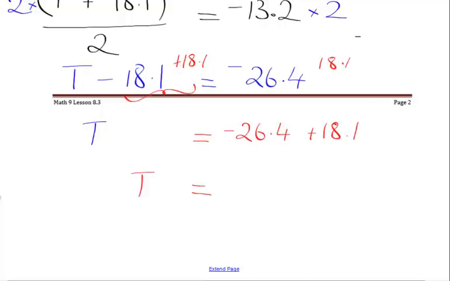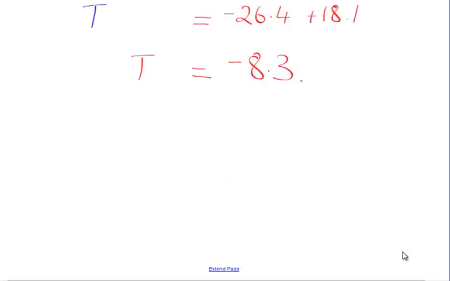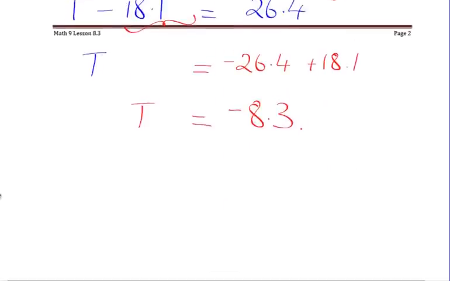You can go through and put that in your calculator and calculate it, and that comes out to be equal to negative 8.3. All right, so that's the high temperature, isn't it? Now let's just look at that again. Let's check that, what that was.